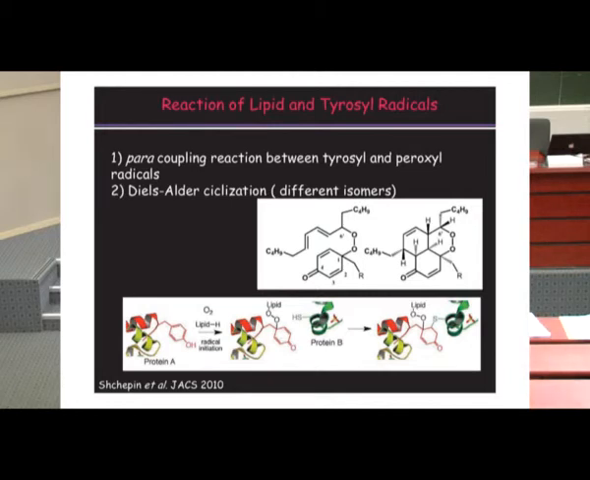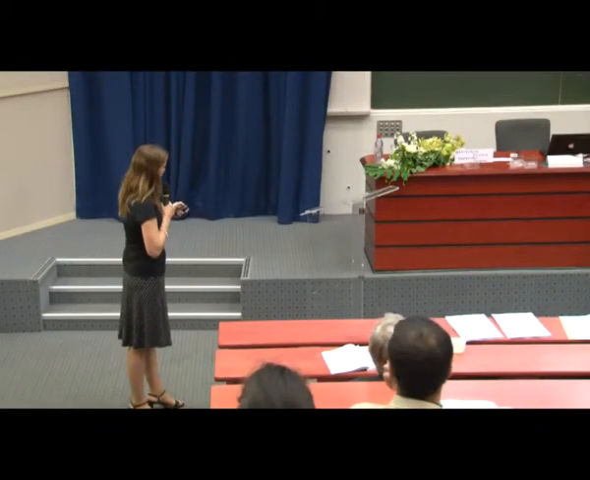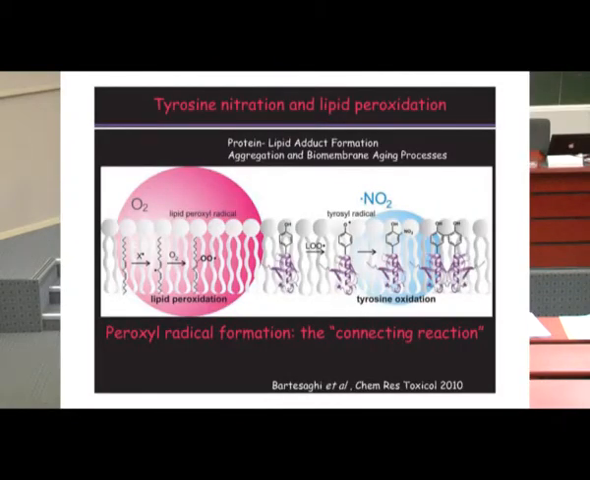So I will finish by concluding that we were able to demonstrate a connecting reaction between lipid peroxidation and tyrosine nitration in membranes, which involves the participation of the peroxyl radicals attacking tyrosine and generating the tyrosyl radical. And therefore, we propose that this could lead to the formation of adducts between tyrosyl and lipidic radicals.